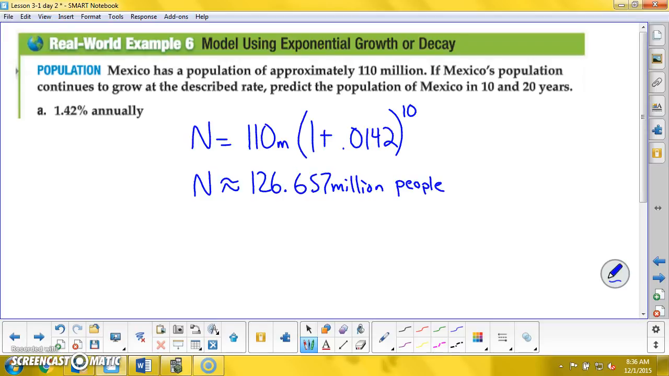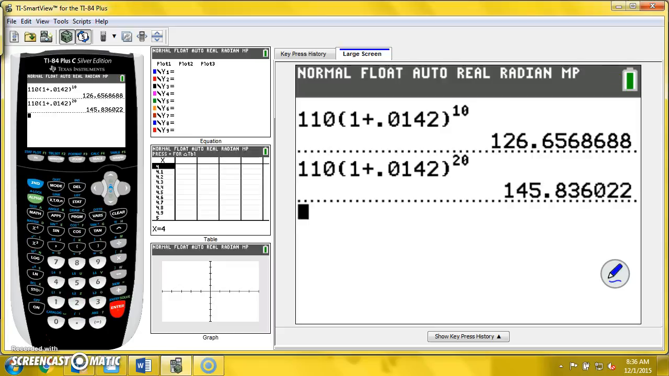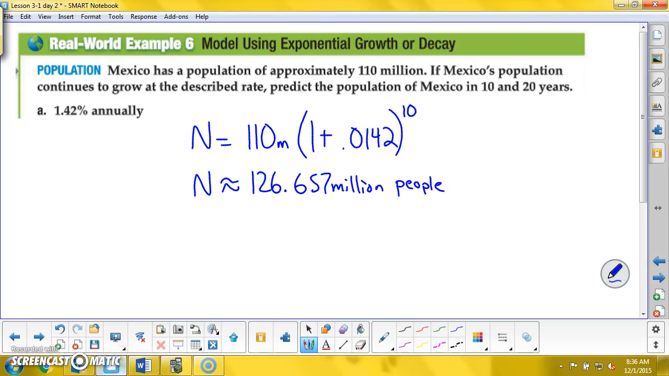And if we're going to do the other part of this question after 20 years, we simply would go back to the calculator and enter in the same thing, except for instead of having an exponent of 10, we have to have an exponent of 20. And that would give us 145.836 million. So very similar to our compound interest formula, we just don't have the compounding where you have to divide by 12 if you're compounding monthly. Okay.